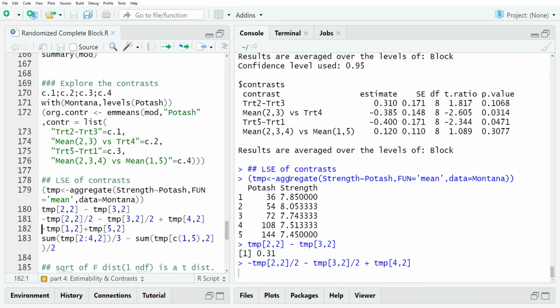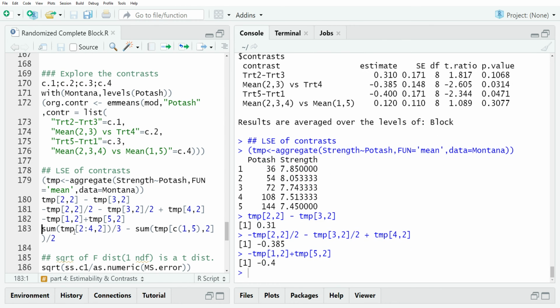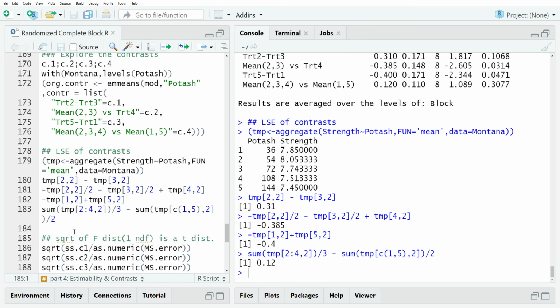Then we do the second contrast, and it is the same. So this is the average of treatment 2 and 3 versus treatment 4, and that's what this is doing. So it's taking the average of 2 and 3 and then adding it to 4, and we got the same thing as what the E-means function got. And then we can do the same, so minus 0.4 and then 0.12.